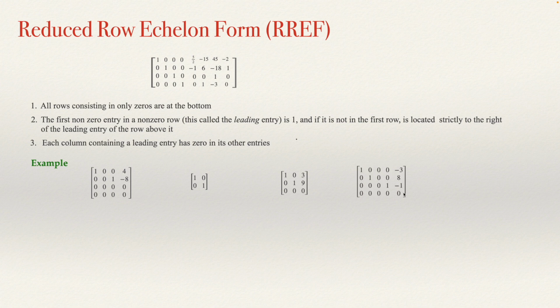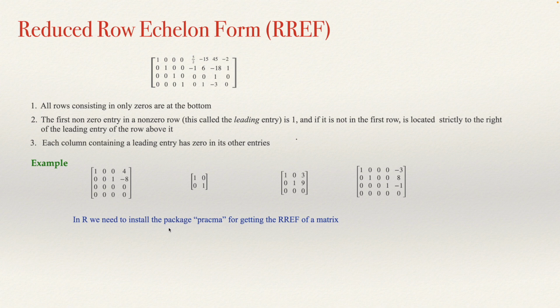Here is another example. You see, the only row that consists of only 0s is at the bottom, and the leading entries are 1, and also in any column that has a leading entry, all the other elements are 0. So all of these are examples of reduced row echelon form of matrices.